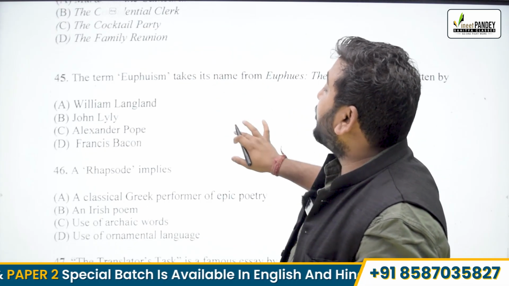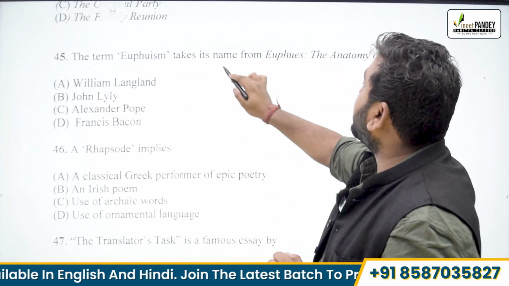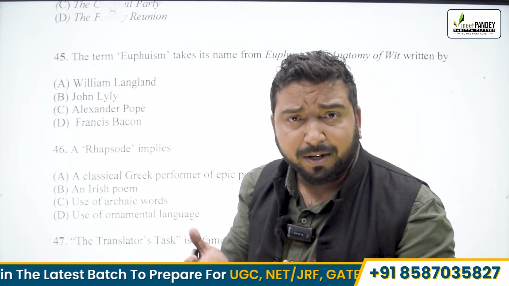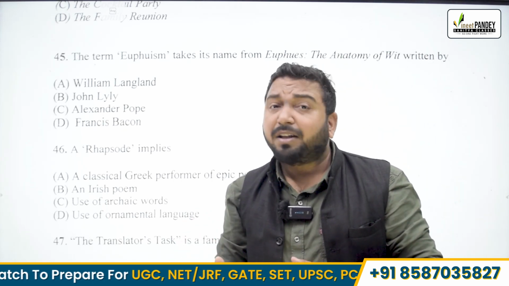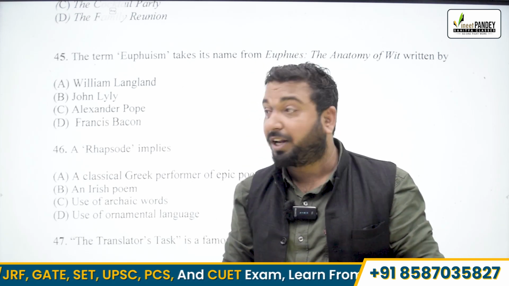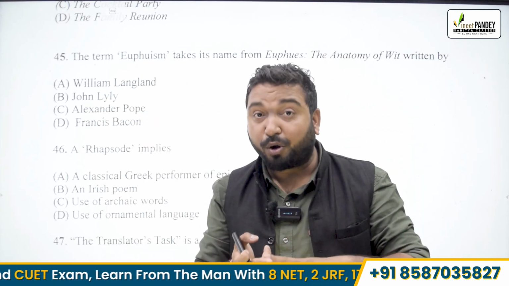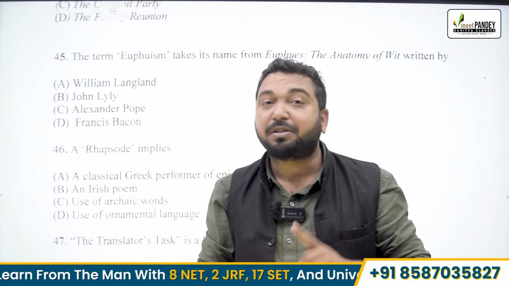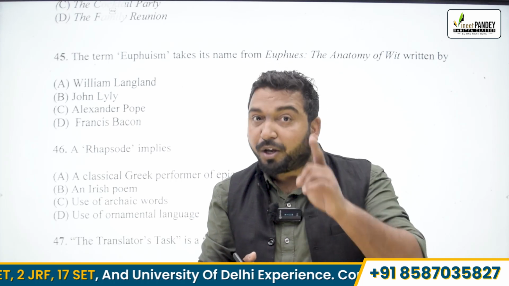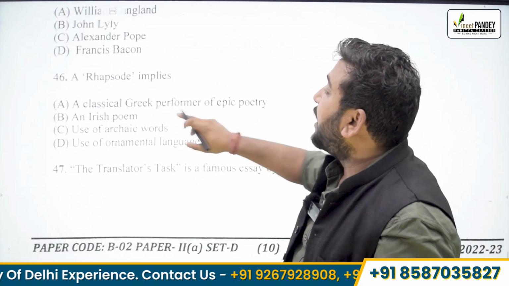Then the term euphuism. Very easy question. Why? Euphuism takes the name from Euphues, the Anatomy of Wit. Who has written Anatomy of Wit? Then Euphues and His England. These are the works that I made you write when I taught University Wits and John Lyly. Check your notes. John Lyly is the direct answer. I have also taught you that the term euphuism was not coined by John Lyly. The term Euphues comes from Roger Ascham. You have that knowledge, nobody else will have it. So check your notes, it's the correct answer.